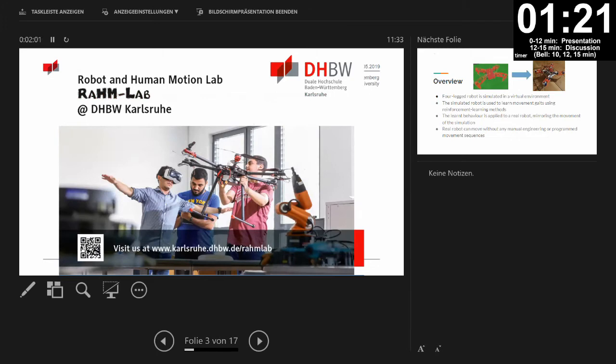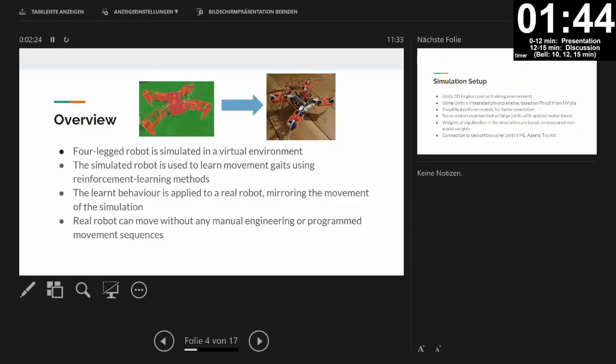And within the campus in Karlsruhe, we have the Robot and Human Motion Lab, which is led by myself, where we consider robot motion and human motion in its context and interactions, like cooperative working and control of robots and something like that. And the work I present is based on the idea of how to train a four-legged robot to walk without any dynamic model, without explicit programming, just using reinforcement learning.